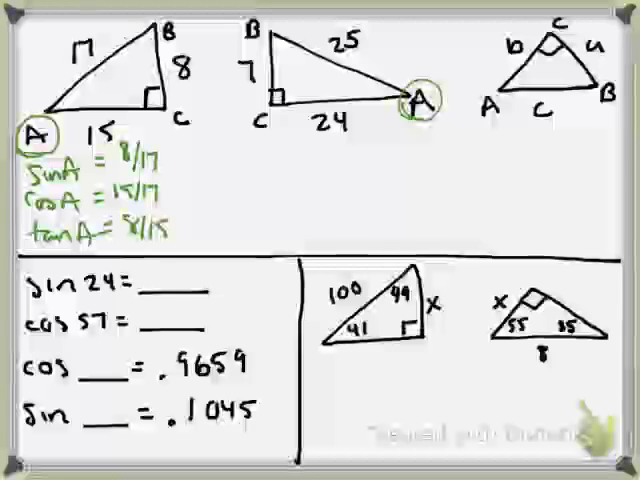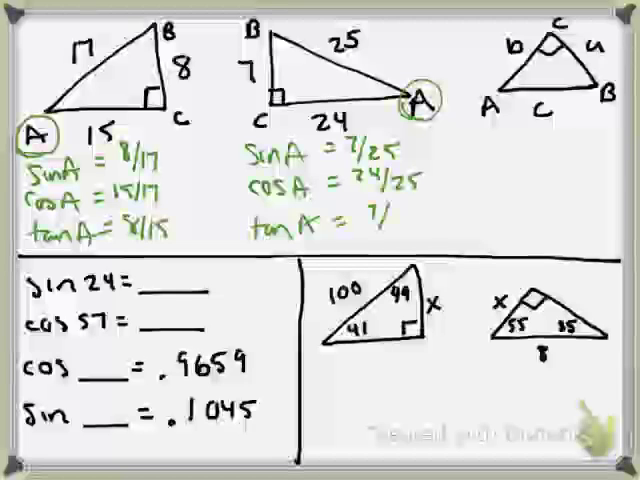So in the second one, if I focus again on angle A, what do I get for the sine? And the cosine? And the tangent. Okay, good job. For the last one, we're just given our letters. There's no numbers there, so our sides are A, B, and C. Our angles are A, B, and C. And again, we'll focus on A.